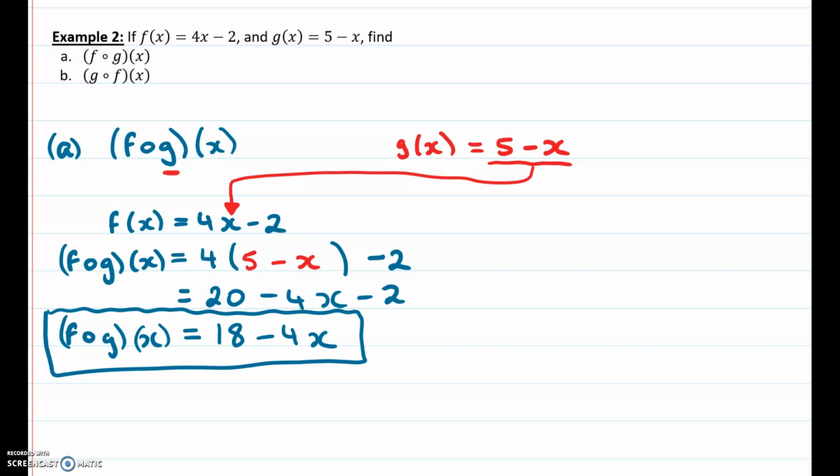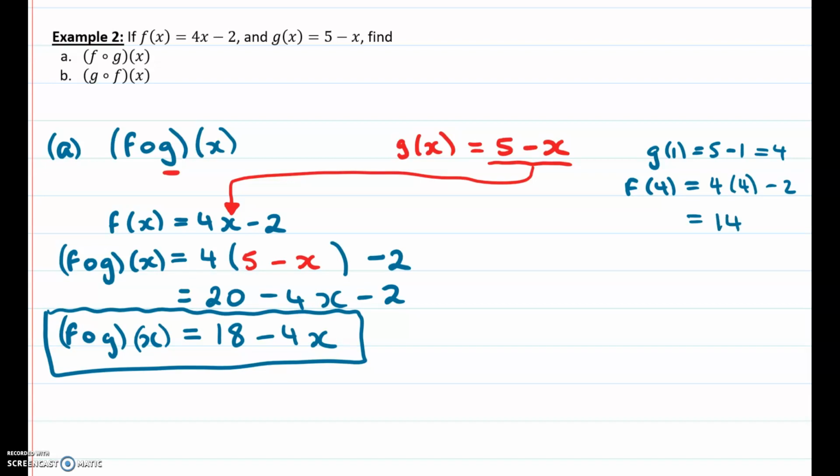Okay? And what this means is that no matter what number you start with, let's say you started with 1. Let's say your initial x was 1. And you put 1 in here into g of x. So if you put 1 into g of x, you would have g of 1 is equal to 5 minus 1, which is equal to 4. And then you take that answer and you put it into f. Now f is 4x minus 2, so 4 times 4 minus 2. So 4 4s are 16. 16 minus 2 is 14.